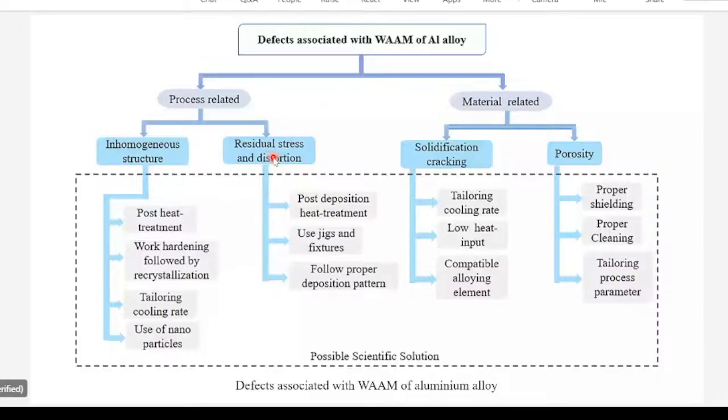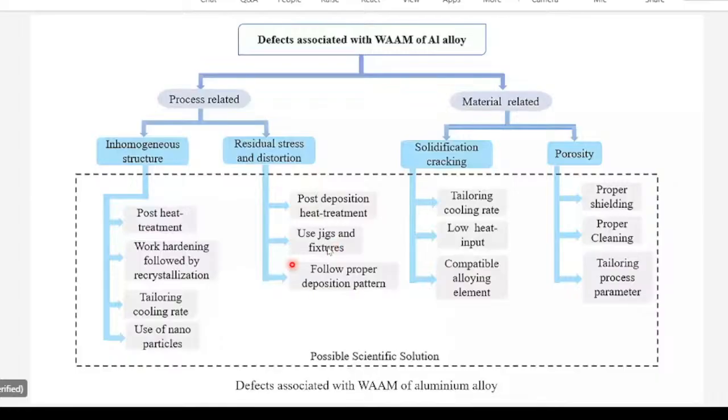Use of jigs and fixtures. We have to fix the substrate plate with very good jigs and fixtures, so that distortion or warping should not be there. Otherwise the residual stress will be coming in. And another is to follow a proper deposition pattern. If we make the deposition path correctly and optimize that path, then the residual stresses can be reduced.